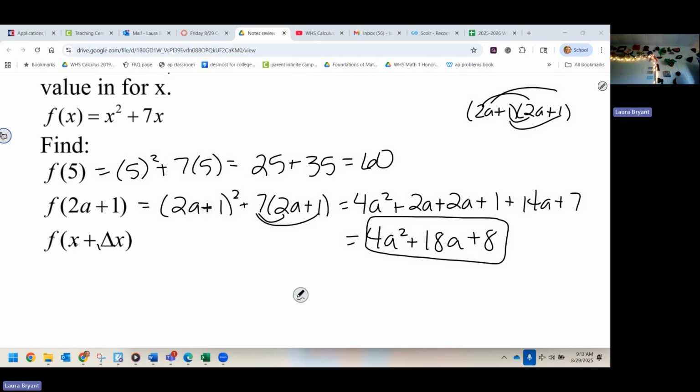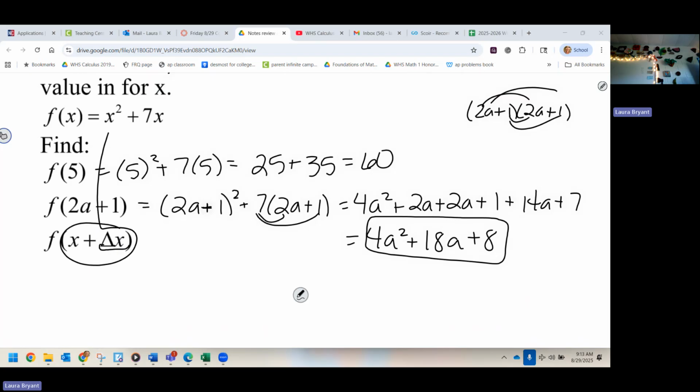You could change this to be an h, and you might have done some problems last year in AP pre-calc with x plus h. Okay, so delta x just counts as one single letter. It means the change in x, like you've got x and then x moves, the change in x is just one number. So don't treat that as 2 separate pieces.